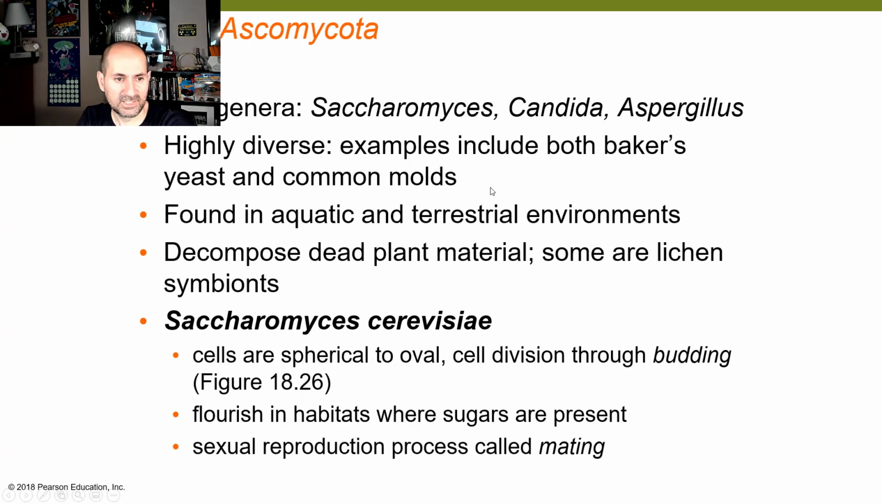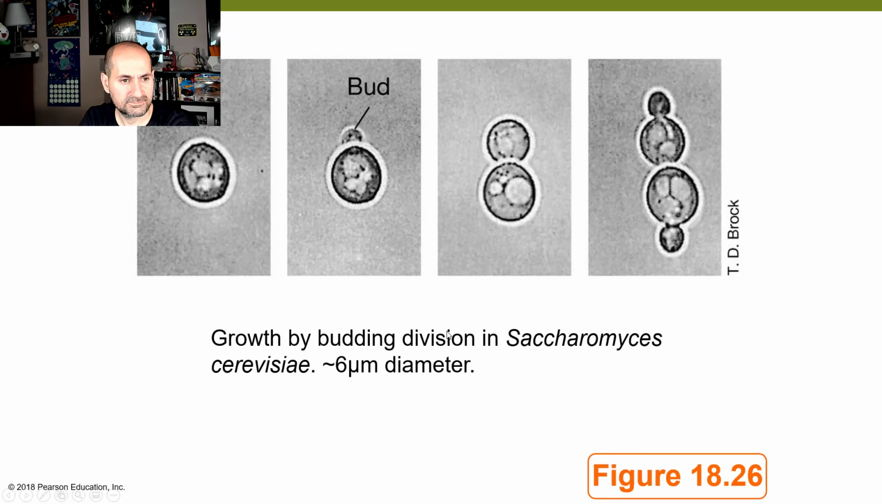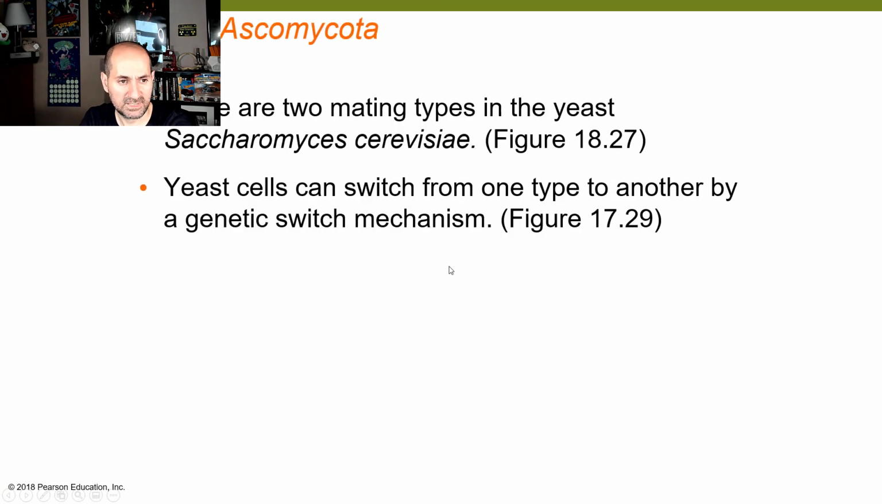Then we have the ascomycota. These are the sac fungi, and they include Saccharomyces cerevisiae, the baker's yeast. Here you can see the Saccharomyces cerevisiae, the baker's yeast budding. Remember, it grows by budding, asexual reproduction, and then they divide by budding.